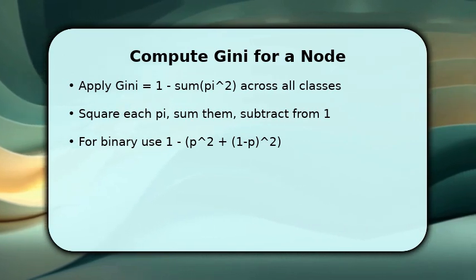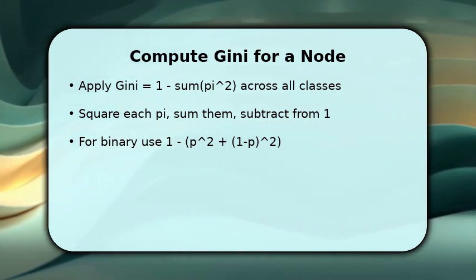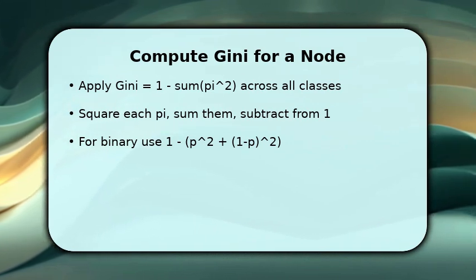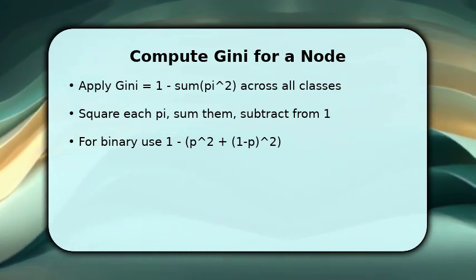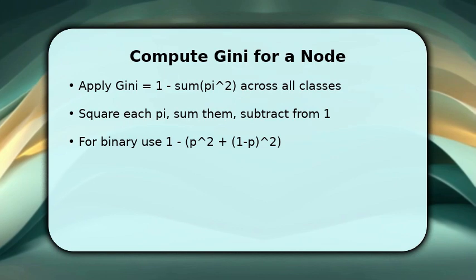Once done, interpret the result. Lower values mean purer nodes. Make sure to use the same probability set derived earlier and maintain numerical precision for small probabilities.